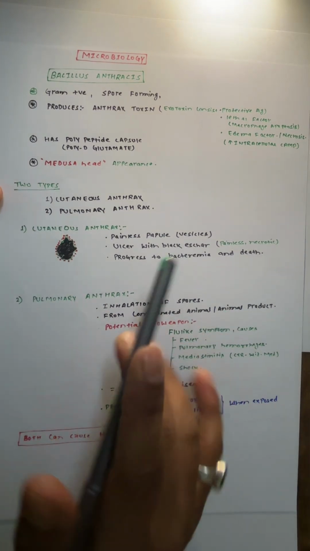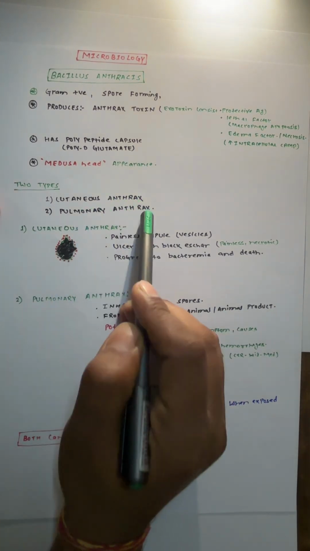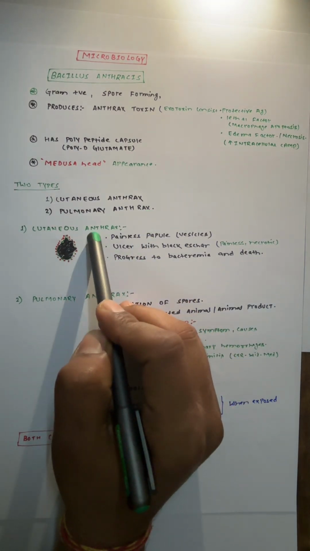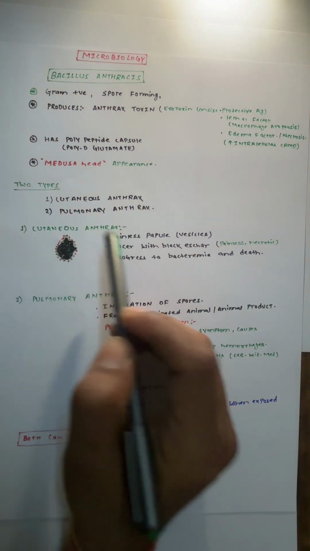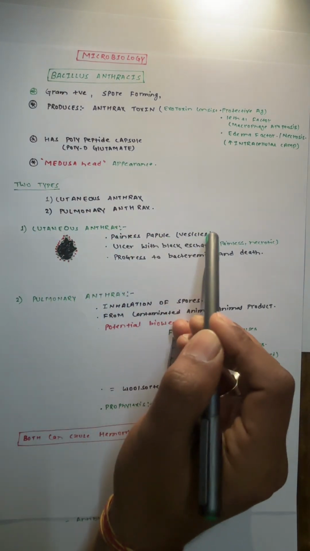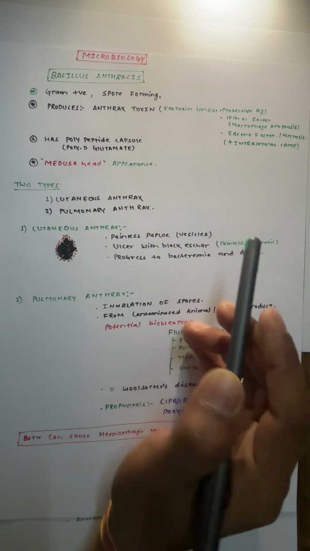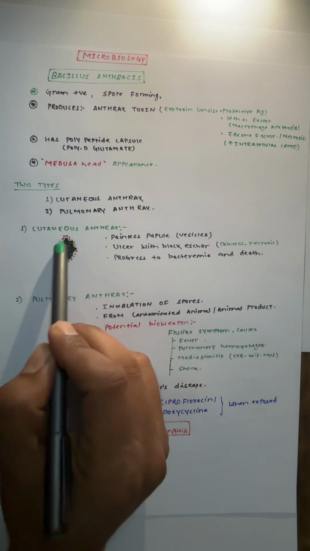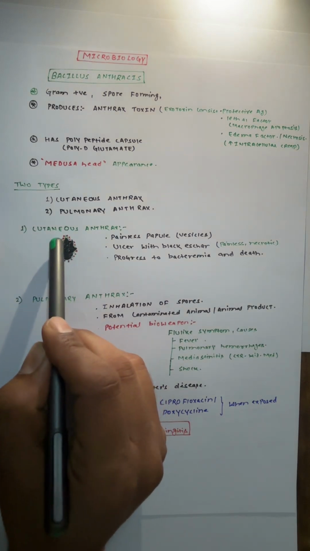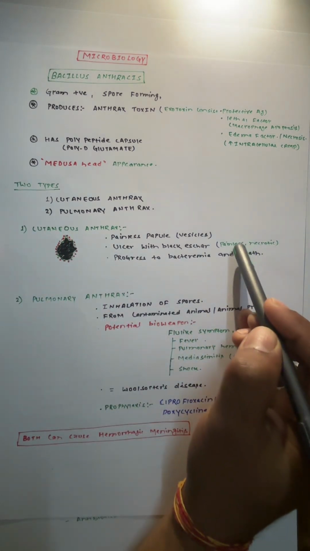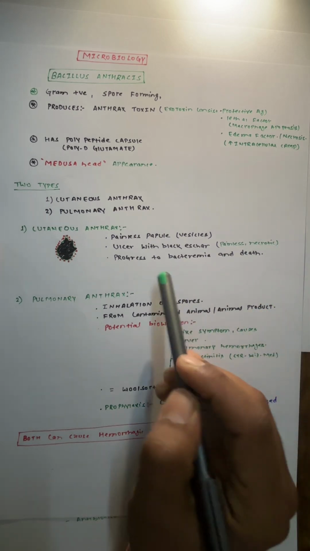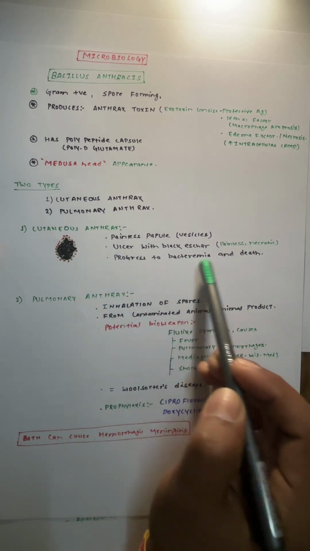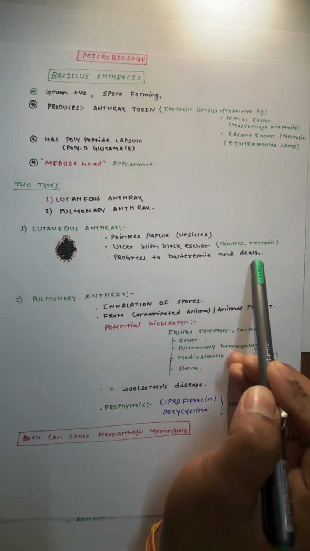Now it is of two types. One is cutaneous anthrax and the other one is pulmonary anthrax. Let's first talk about cutaneous anthrax. In cutaneous anthrax there will be a painless papule, and there will be vesicles around the ulcer. Then the ulcer will look like a black scar. Just look here, the ulcer looks like this and these are the vesicles around it, and that will be painless and necrotic. Sometimes this progresses to bacteremia and death in a patient. So this is all about cutaneous anthrax.